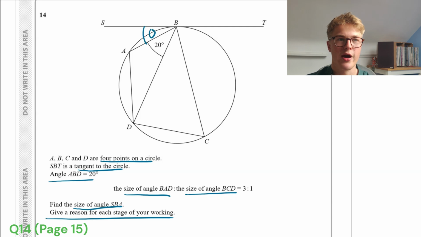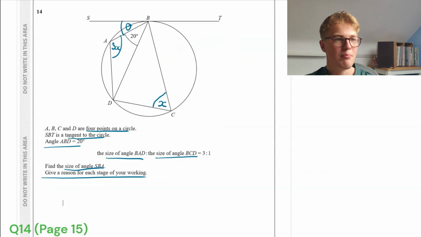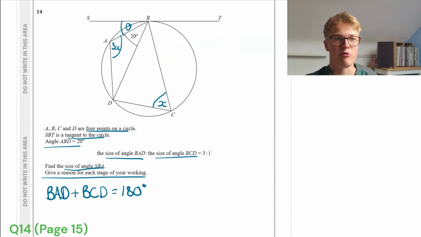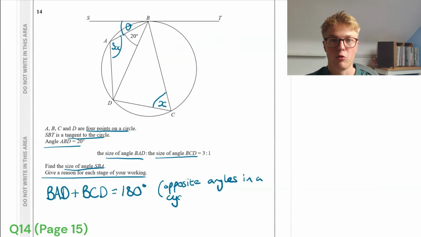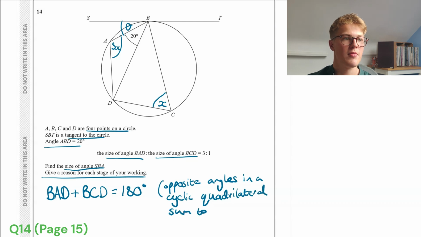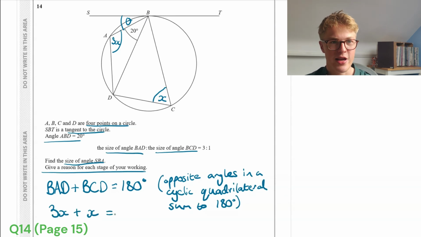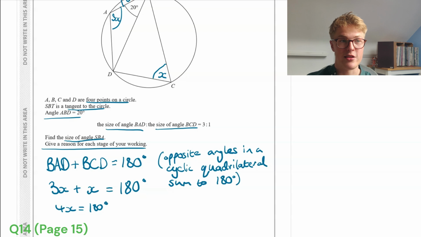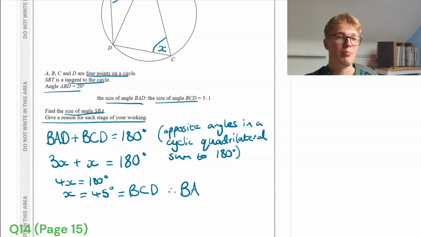So I'm going to mark on the diagram our angle, which is SBA, as theta, and then I can think about DCB as x and BAD as 3x because of our ratio of 3 to 1. So BAD plus BCD is going to be 180 degrees because opposite angles in a cyclic quadrilateral sum to 180 degrees. Therefore 3x plus x is 180 degrees, 4x is 180 degrees, and therefore x is 45 degrees, which is BCD, and therefore BAD is going to be 135 degrees.